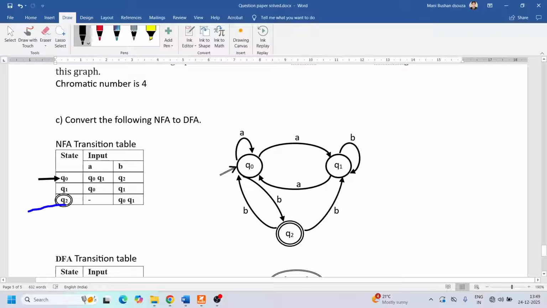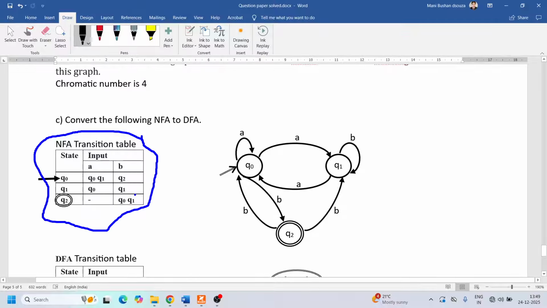Let us look at Q2 here now. Q2 with A, if you notice over here, all of them are B states. So with A, it will go to a dead state, so it will not go anywhere. Q2 with B, it will go to Q0 and Q1. So that is what is mentioned over here. Now you have the transition table for the NFA.